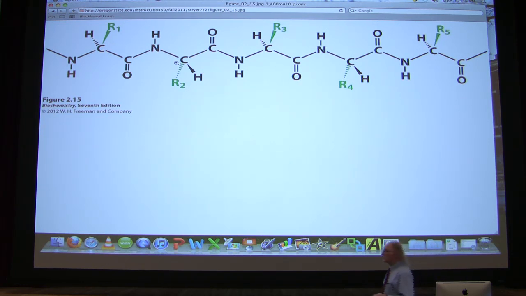Now, schematically, what I showed you on the last figure is this right here. And I told you in words. There's the first R group, there's the second, there's the third, there's the fourth, and there's the fifth. And the R groups have arranged themselves so that they're pointing away from each other.